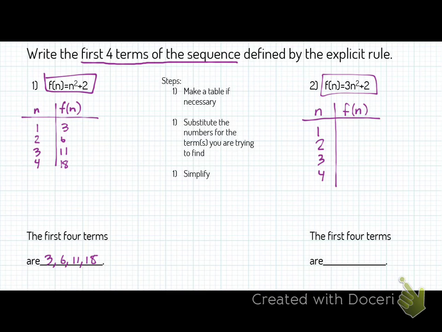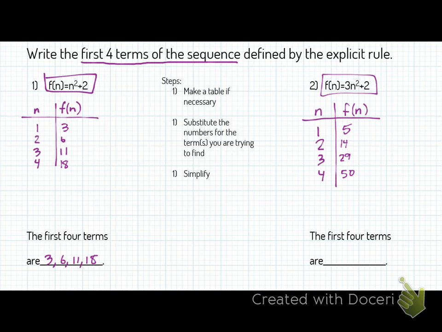The first term is going to be 1 squared. 1 squared is 1, times 3 is 3, 3 plus 2 is 5. Next one is 2. 2 squared is 4, 4 times 3 is 12, 12 plus 2 is 14. Next one is 3 squared. 3 squared is 9, 9 times 3 is 27, 27 plus 2 is 29. Good. And then the next one is 4. 4 squared is 16, 16 times 3 is 48, 48 plus 2 is 50.